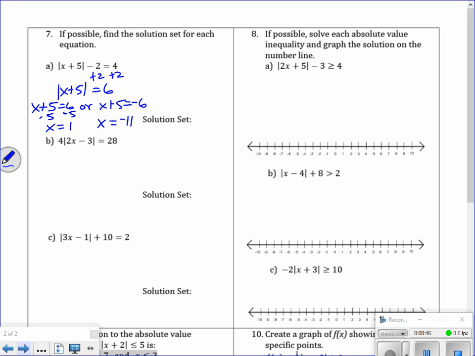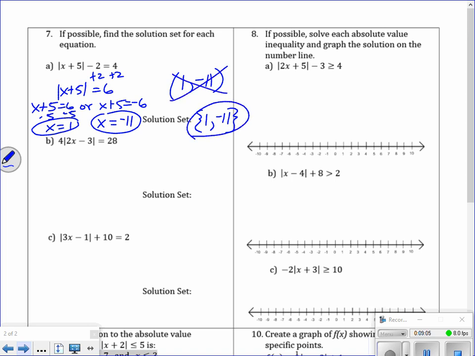So if somebody asks you for a solution set, I mean, you can pretty much just write these 2 things, but you can also put these little fancy squiggly brackets and put 1 comma negative 11. You have to put those brackets. You cannot put parentheses. If you put parentheses like this, then that means that's more like a coordinate. So you don't write that. You write this.